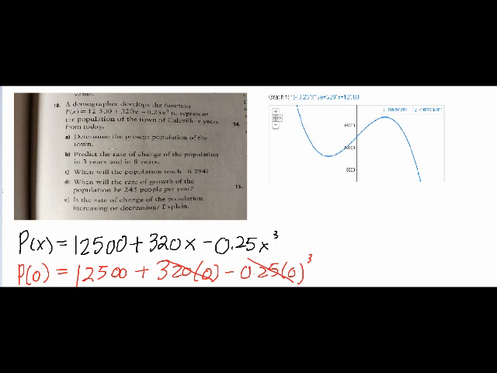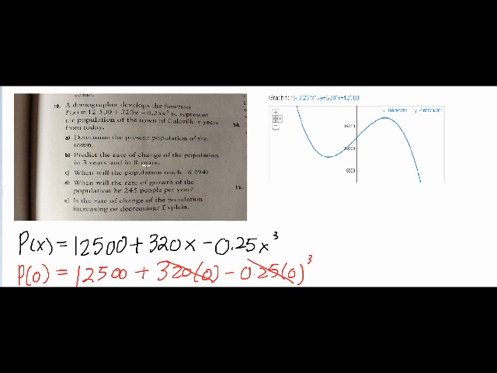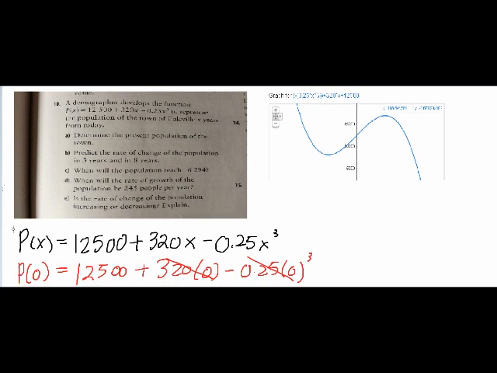Predict the rate of change of the population in 3 years and in 8 years. Alright, so the key words here are rate of change. Remember, at the beginning of the video, I said the derivative is the rate of change of a function. So in this particular question, we need to find the derivative of P(x). How can we find the derivative of P(x) here?